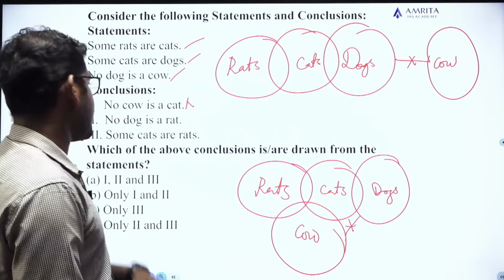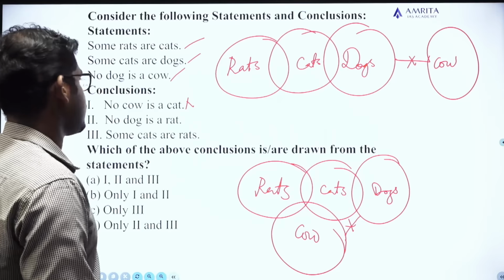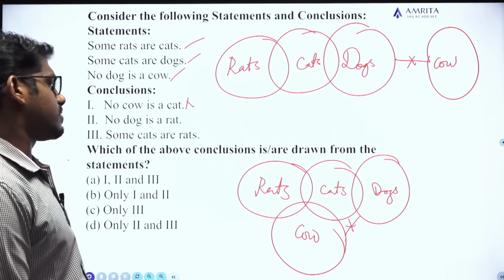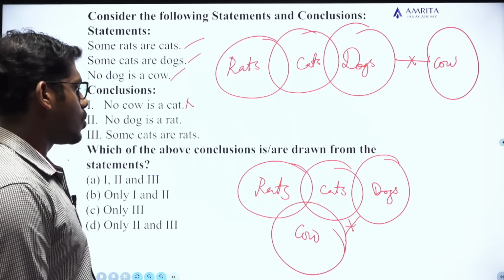So we negated the first statement. Let's go with the second one. No dog is a rat.